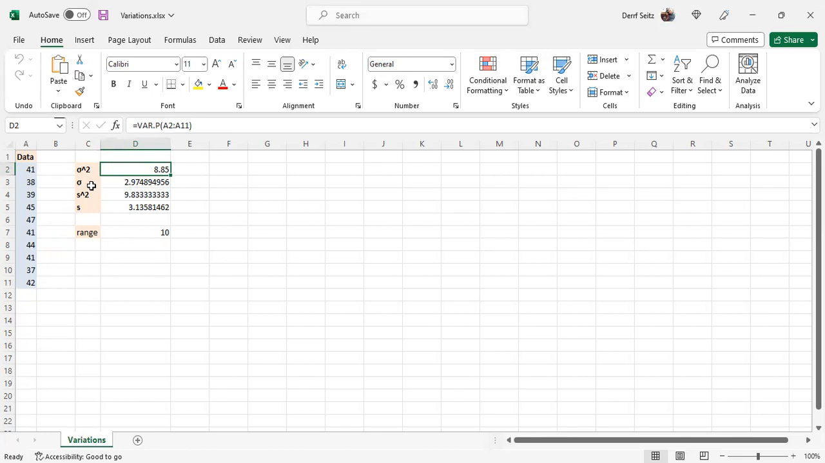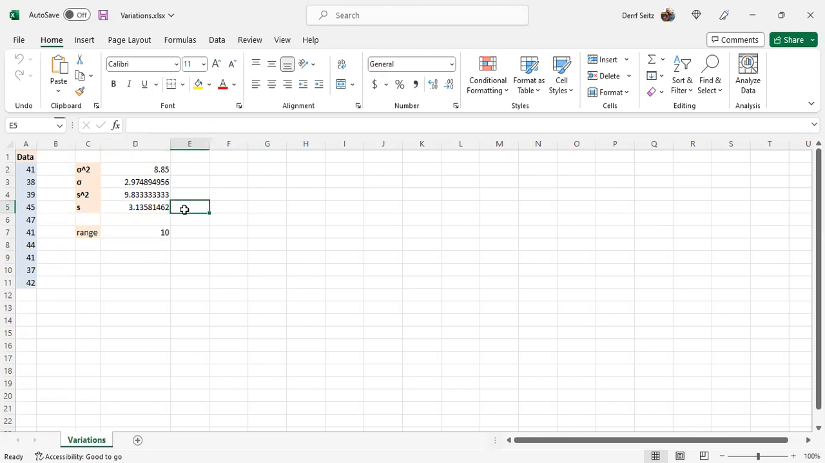The next one is sigma, the population standard deviation, the square root of the population variance, and the function for that is stdev.p for population standard deviation. Next is the sample variance, s squared, and that's var.s, and its square root, the sample standard deviation, stdev.s.